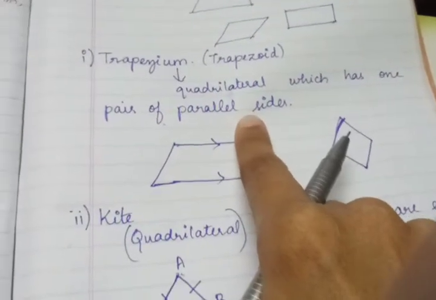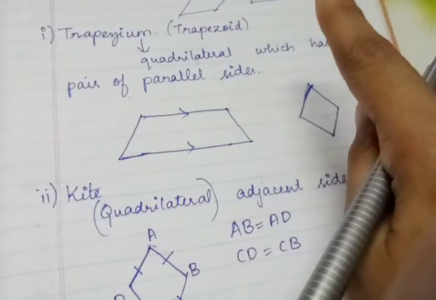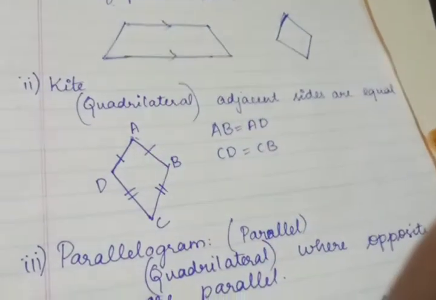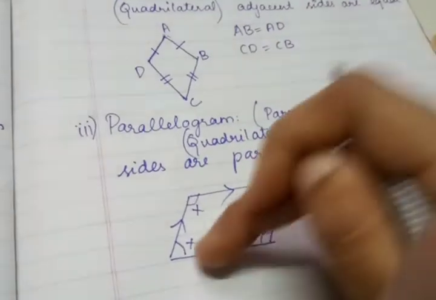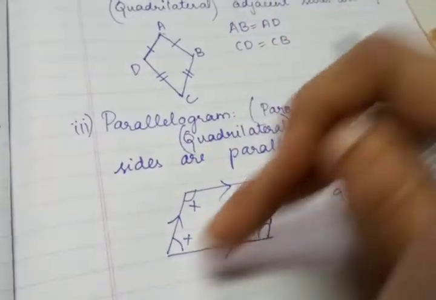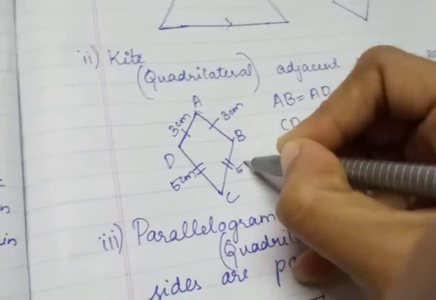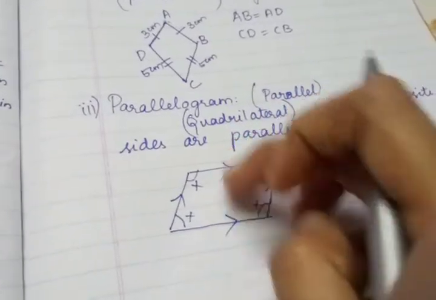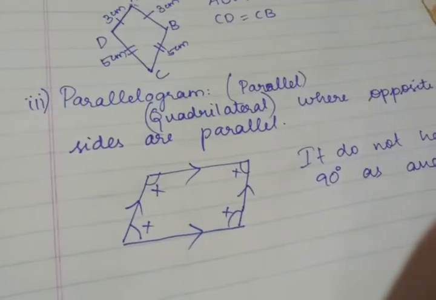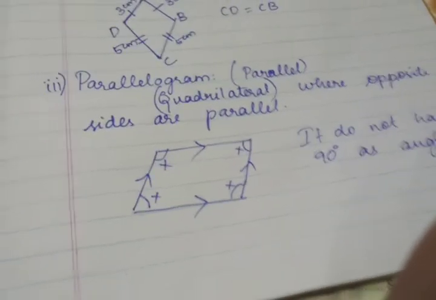In a trapezium, only one pair of opposite sides is parallel, not both. Kite means adjacent sides are equal. Parallel is different from equal. Parallel means it moves in the same direction and does not touch each other. Equal means if it is 3 cm, this is also 3 cm; if it is 5 cm, this is also 5 cm. So this is equal and this is parallel. Opposite sides parallel means it is a parallelogram, which does not have 90 degrees as its angles.